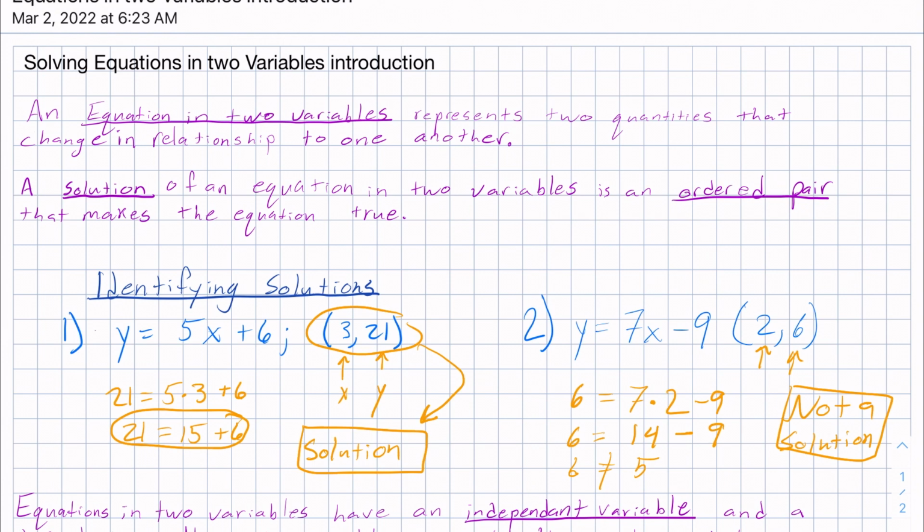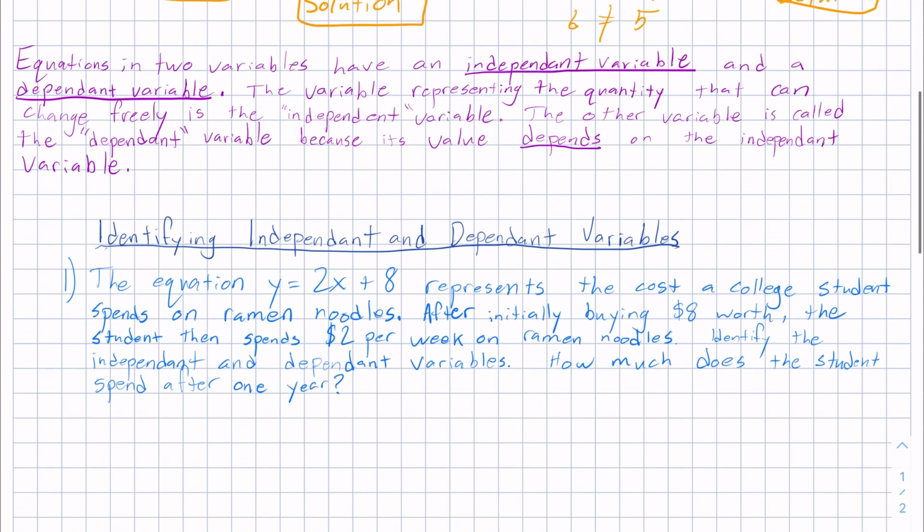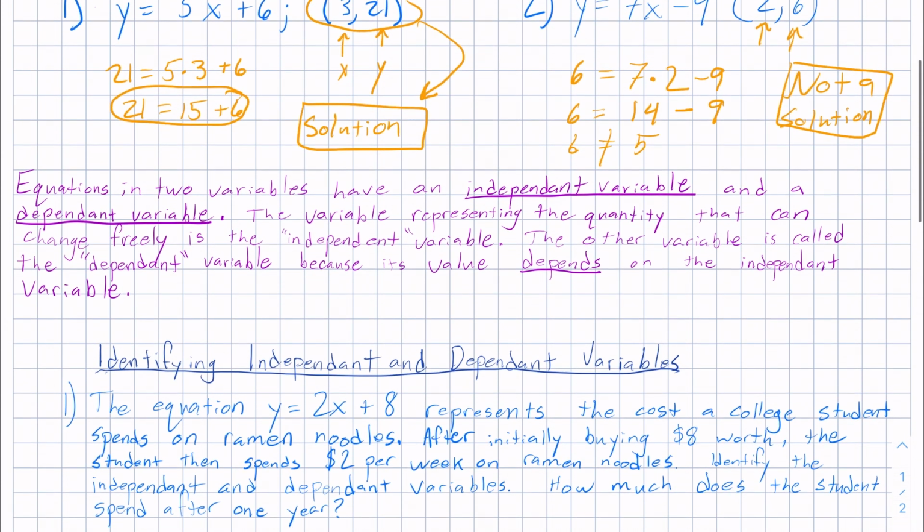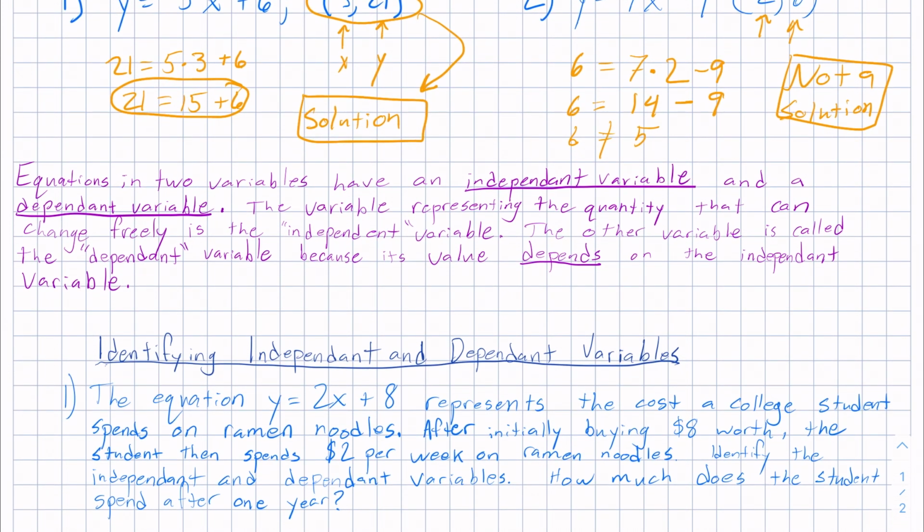Okay, next idea here. Every equation in two variables has both an independent and a dependent variable. The variables represent the quantity that can change freely and the other quantity that depends on the one that changes freely. If you look back at the examples, we had an x and a y. One of them is independent, one of them is dependent. The variable that represents the quantity that can change freely is called the independent variable. And the other variable is called the dependent variable because its value depends on the independent variable.